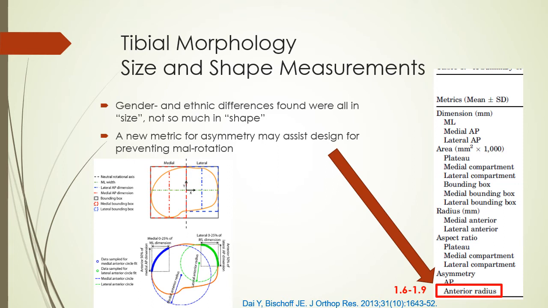And particularly from the study, there are some new measurements introduced, especially the anterior radius, which is the radius of the medial and lateral anterior corner. And that actually is one of the key metrics a new anatomic design, maybe not that new, but a very good anatomic design, the Persona Zimmer design, was focusing on. And we found that the actual radius changes, and it's between 1.6 and 1.9.